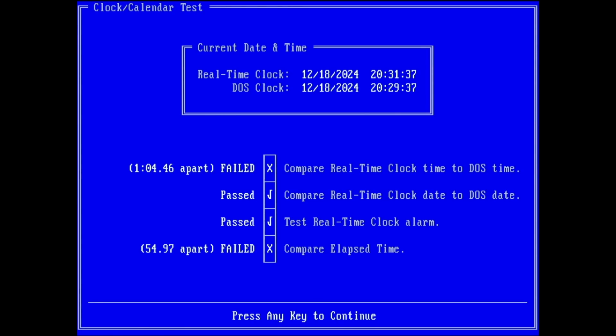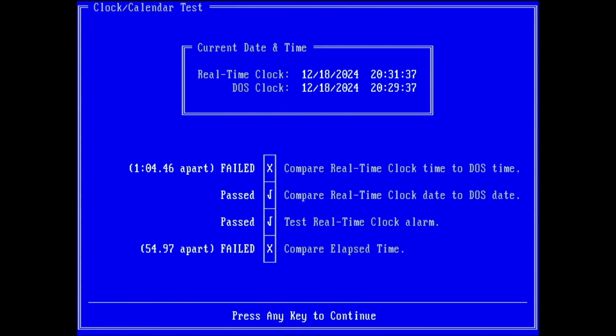The first test is compare the real-time clock time to DOS time. So this is what I said before. There is going to be a copy of the current date and time handed over once DOS takes over as an operating system. And then you can always compare what's the time in DOS versus what's the time that is available through the BIOS or the real-time clock chip. And here we can see that we were already about 1 minute and 4 seconds apart from when DOS took over and the time when we started CheckIt and it performed its tests.